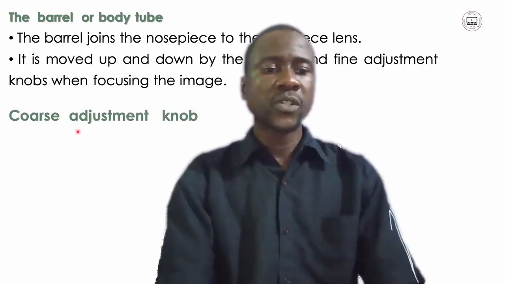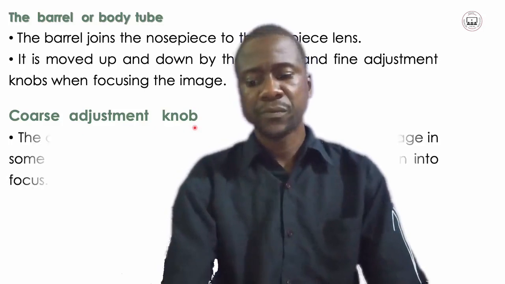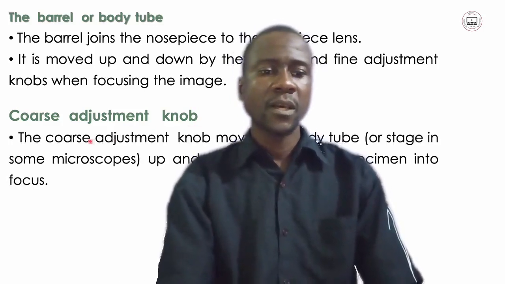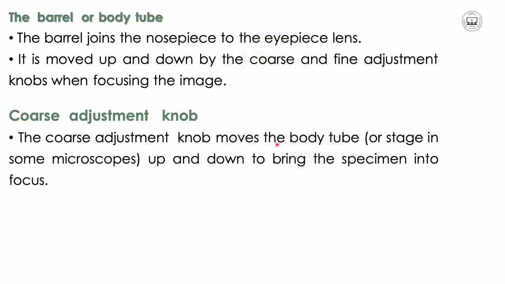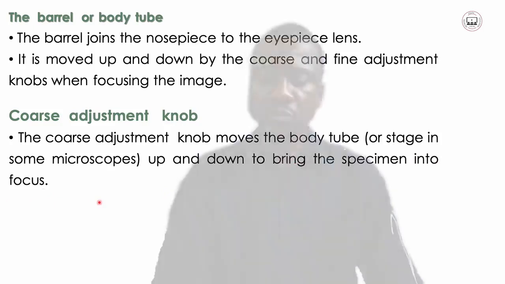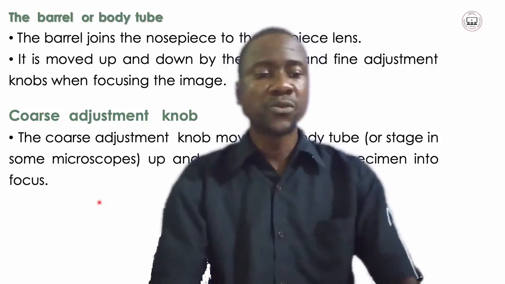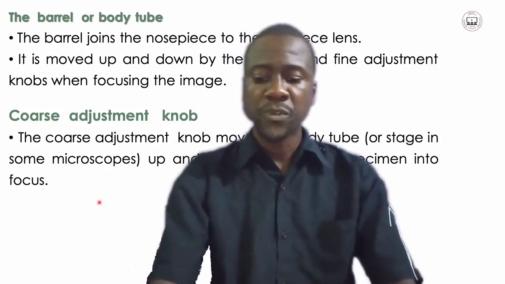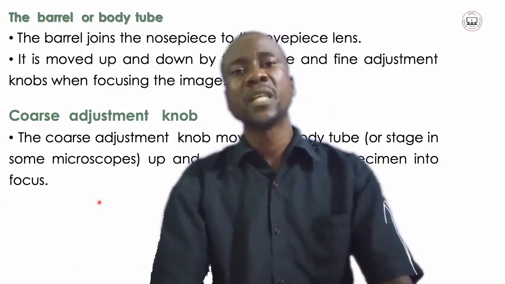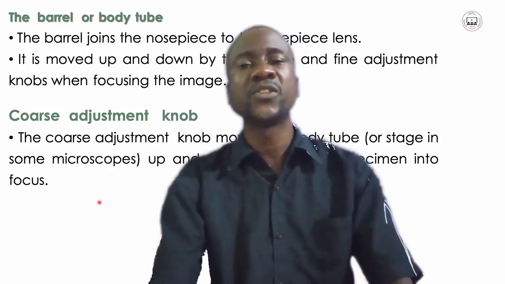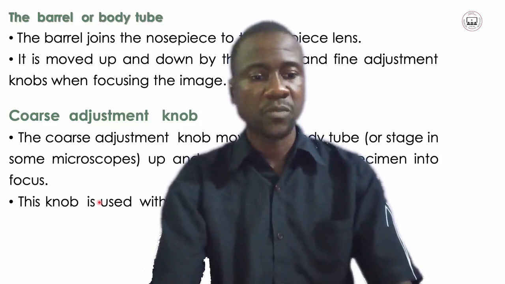Now the coarse adjustment knob. The coarse adjustment knob moves the body tube up and down to bring the specimen into focus. As you want to see the specimen, you use the coarse adjustment knob so that you bring that specimen into focus so that you can easily see when you are using this microscope.